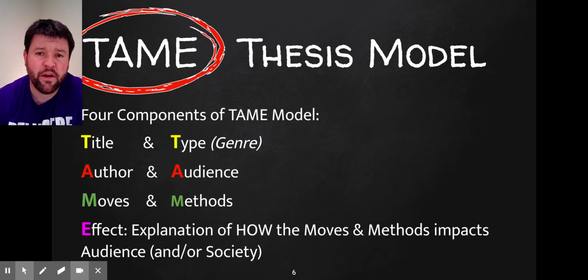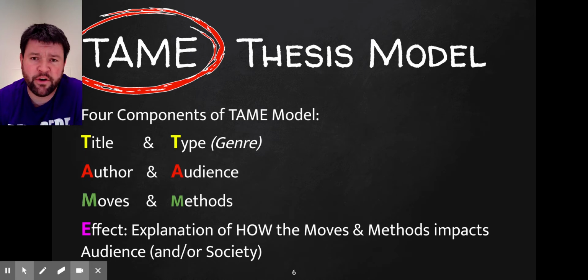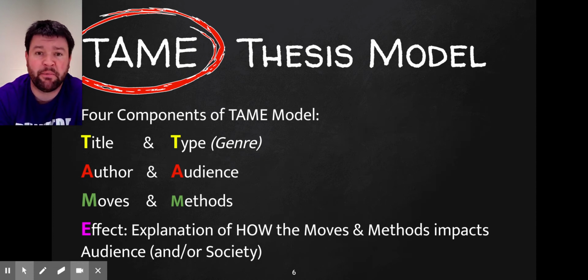I want to talk briefly today about the TAME thesis model for writing. Right off the bat, TAME is built up of 7 components: the 2 T's of title and type or genre, the 2 A's of author and audience, the 2 M's of moves/materials and methods, and then finally the E of the effect. Now, for the T, we want to know what the text is and what type of text it is, or what the speech was and what type of speech it was.